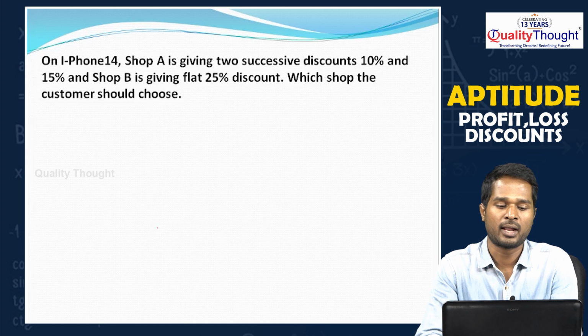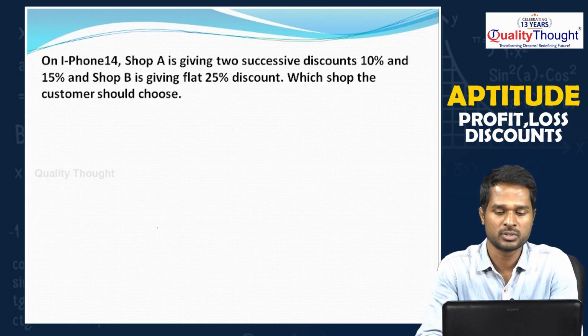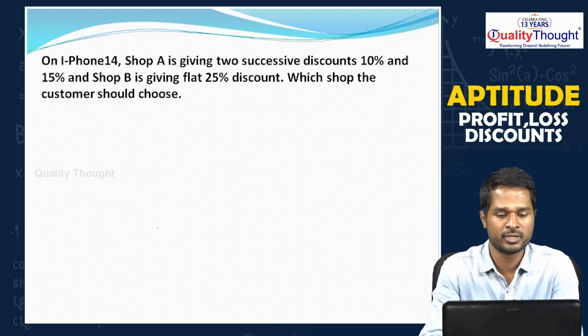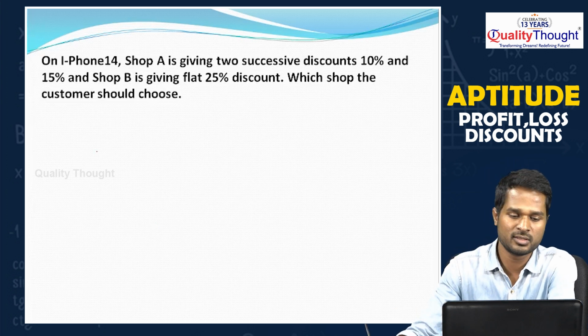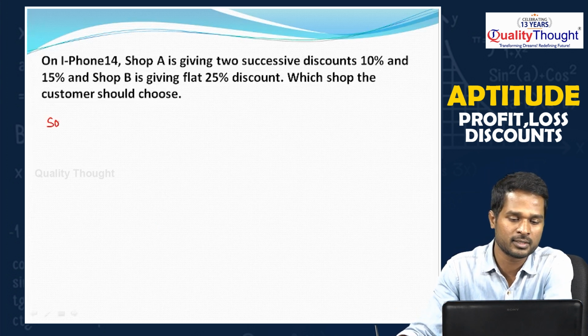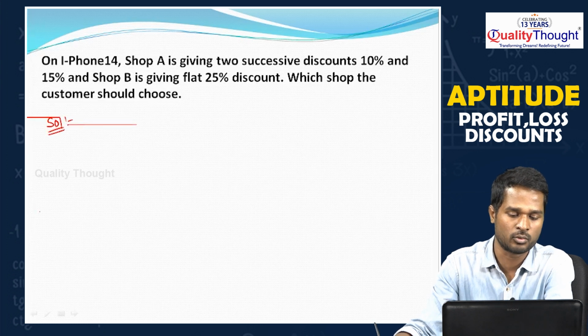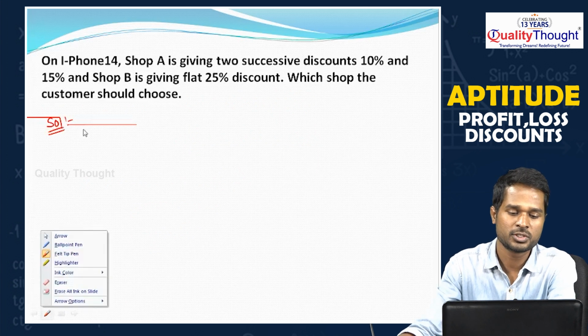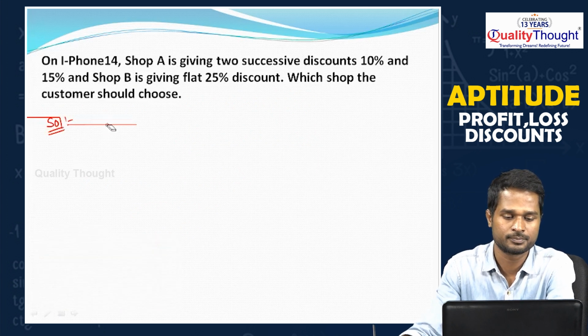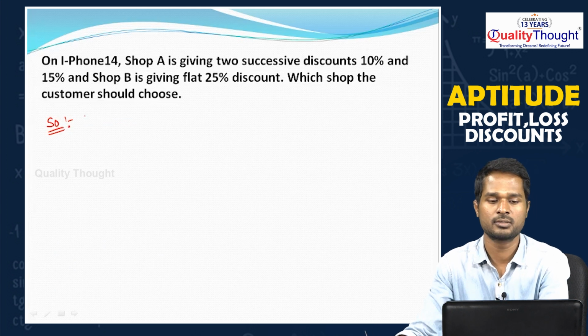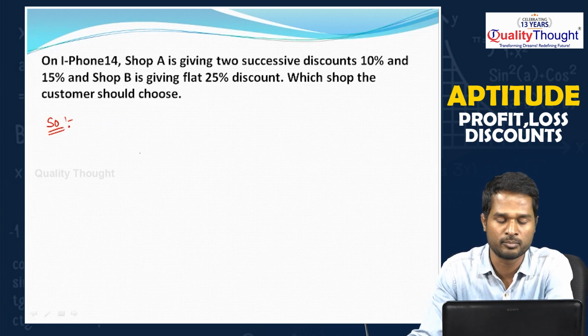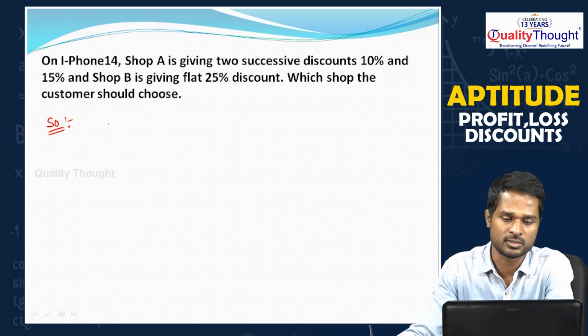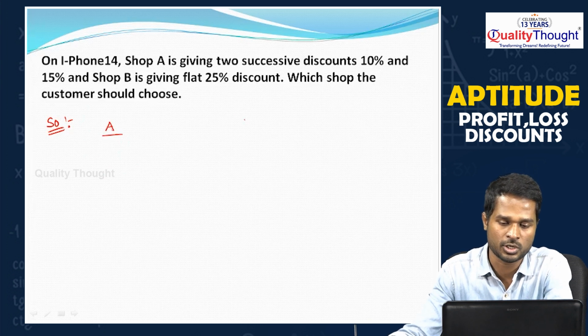Next question: on iPhone 14, shop A is giving two successive discounts of 10% and 15%, and shop B is giving a flat 25% discount. Which shop should the customer choose? Whenever you see these kinds of questions, check for the answer which is giving more discount. Customers will always buy from the shop which gives more discount. So calculate which shop is giving more discount, then that will be your answer. This is shop A, this is shop B.